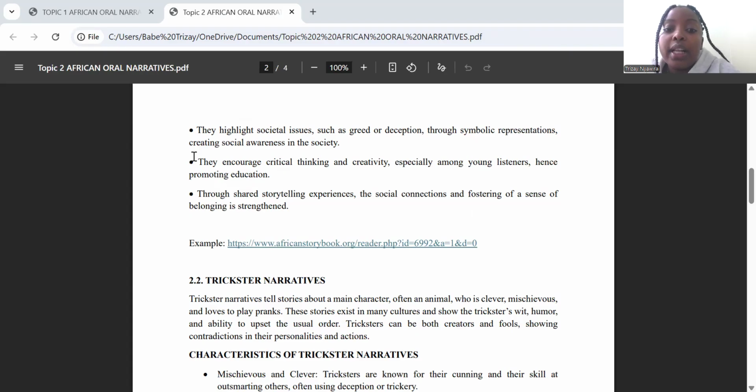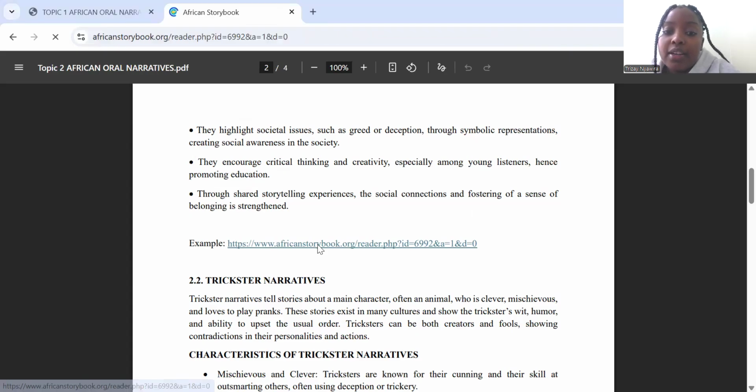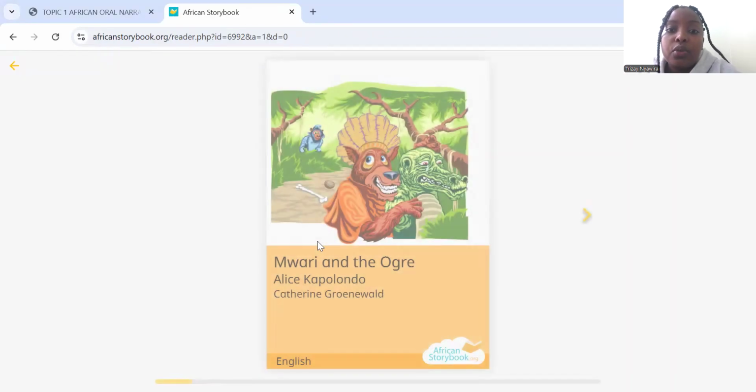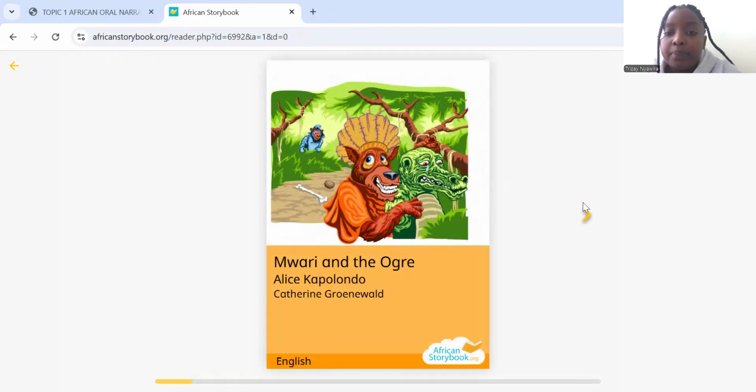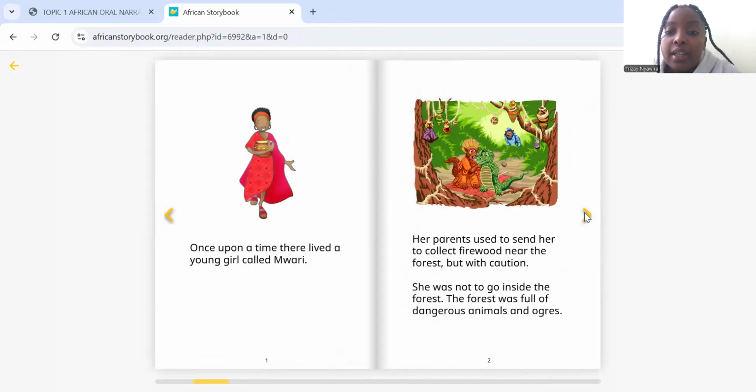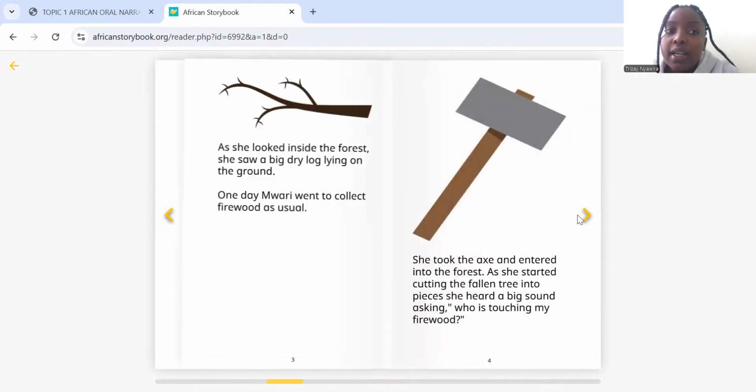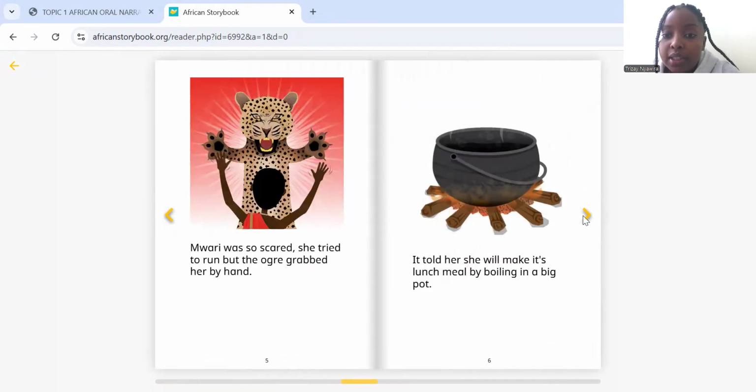So if you click on this link that I've provided over here, it will lead you to an example of a narrative. So in your free time, kindly click on that link, and you'll be able to read this story. And after reading this story, you'll be able to understand what I'm saying about the features, the importance of the Ogre narratives, and how Ogre narratives are structured.